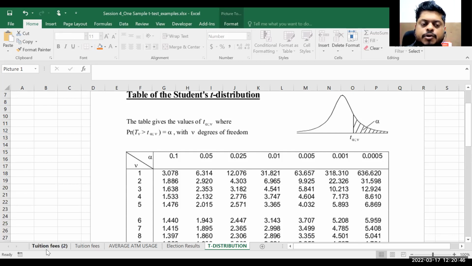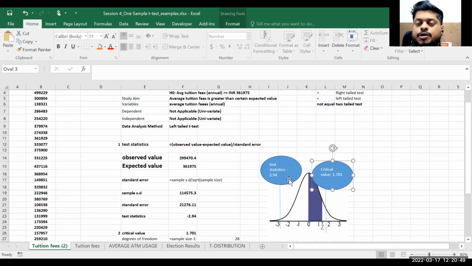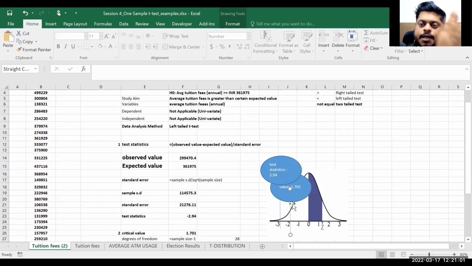So what happens whenever we are conducting a left tail test, right? I'm looking to the left side of the number line, the left side of zero, the left side of the mean. This critical value no longer will be 1.701. In a left tail test, it will become minus 1.701, because I'm looking into the negative side, the left side. On a number line, if it is zero, the left side will be the negative side. I'm looking into the left side. Now, how to interpret this, right?